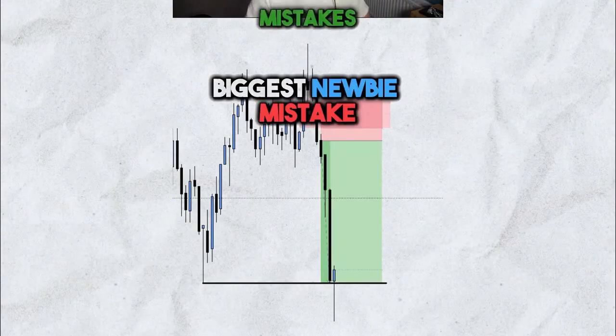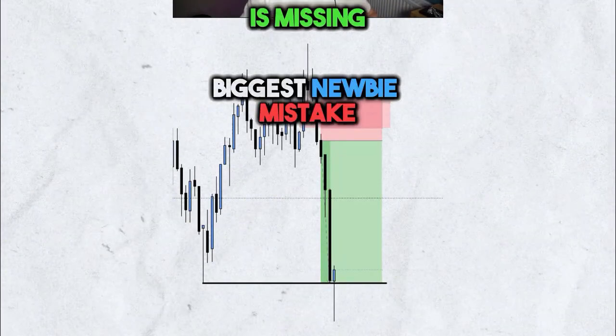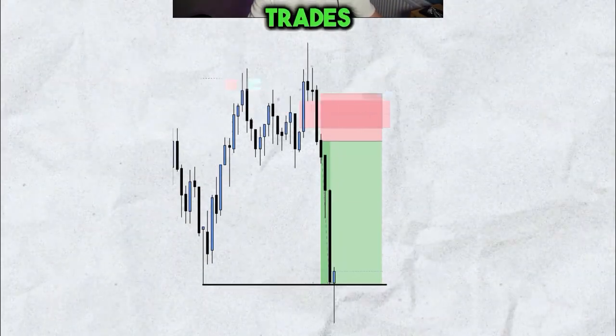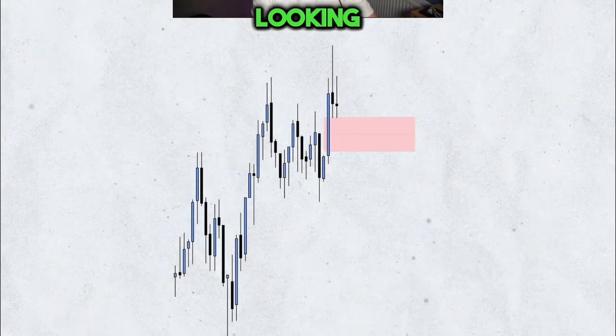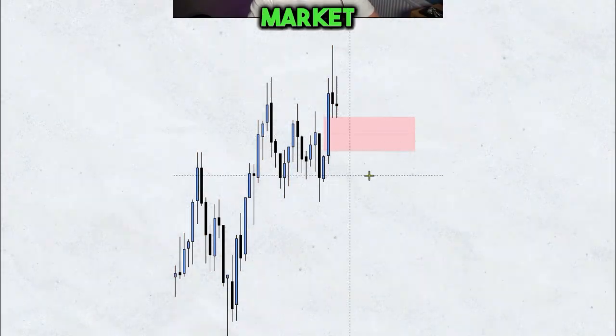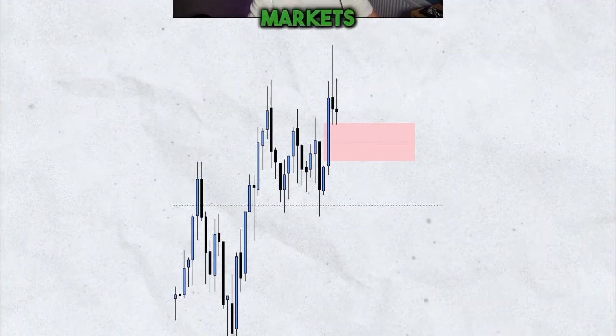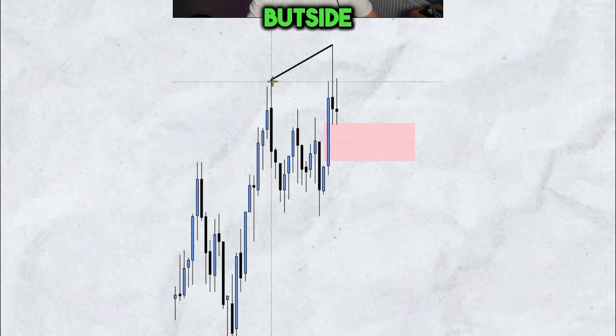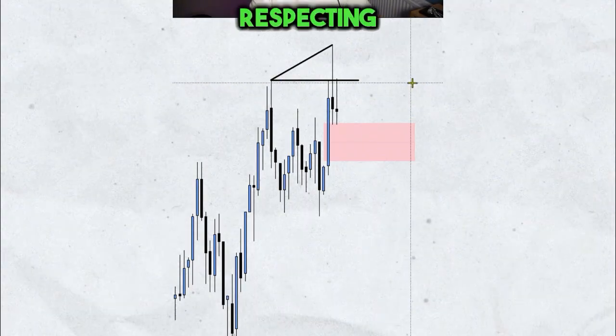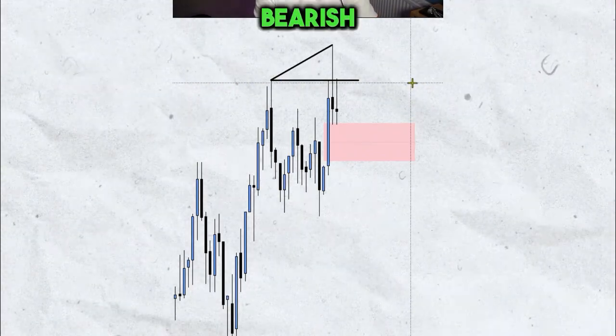One of the biggest mistakes that new traders make is missing out on the perfect trades in the market that you 100% should be taking. When you are looking for the perfect trades in the market, you just need to be able to read the market. We currently have a bearish SMT, we have also swept buy side liquidity, and we are also respecting from a higher time frame bearish fair value gap.